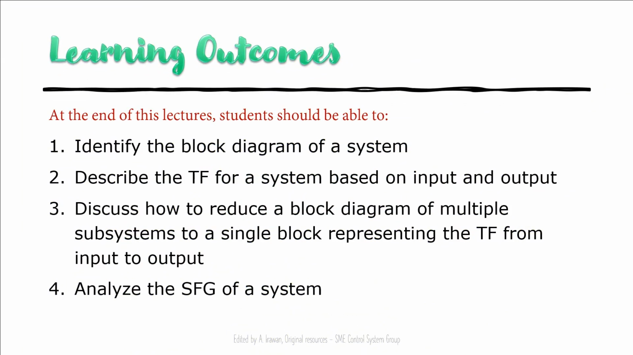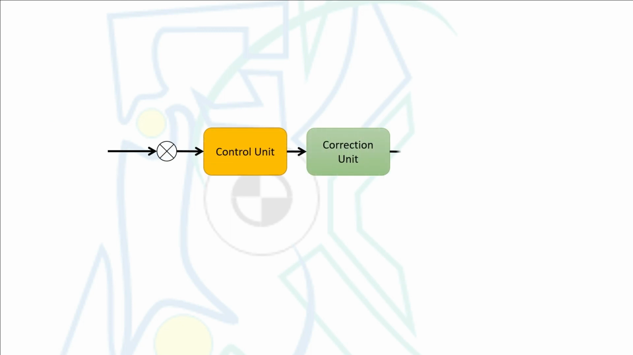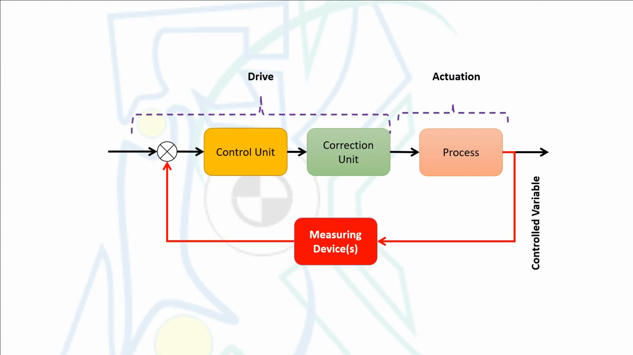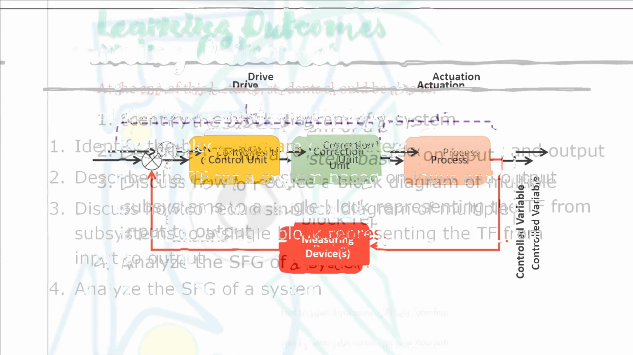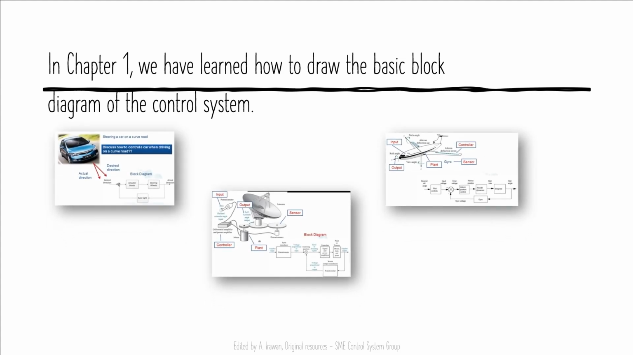Previously, we only had one single block diagram, inside of which we have the controller, the actuators, and the sensors. In this chapter, we focus on how to identify the block diagram of the system, how to get its transfer functions, and how to simplify the block diagram using two methods: one is block diagram reduction, and one is SFGs. Previously, in the first chapter, I introduced to you a system with a block diagram.